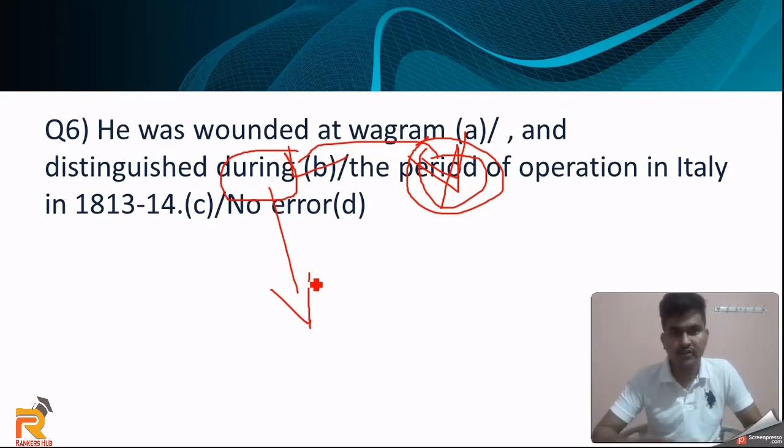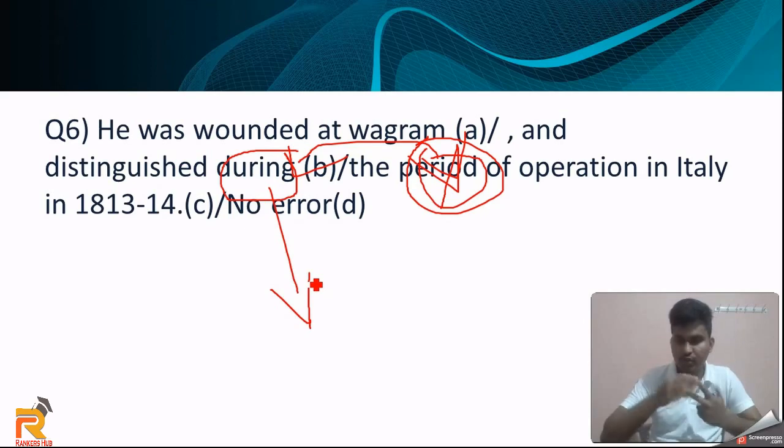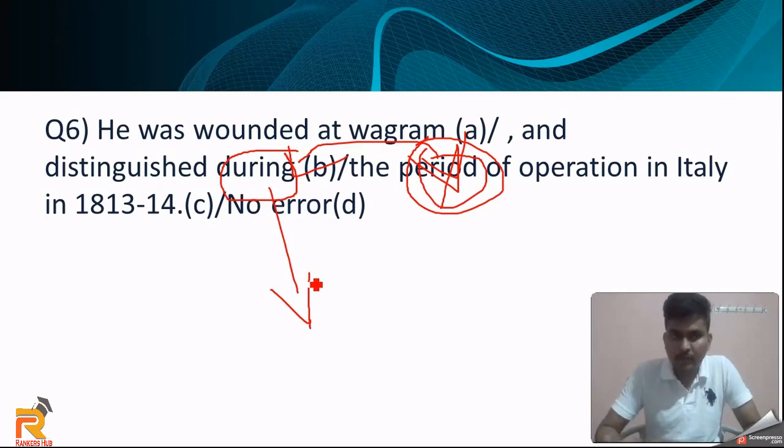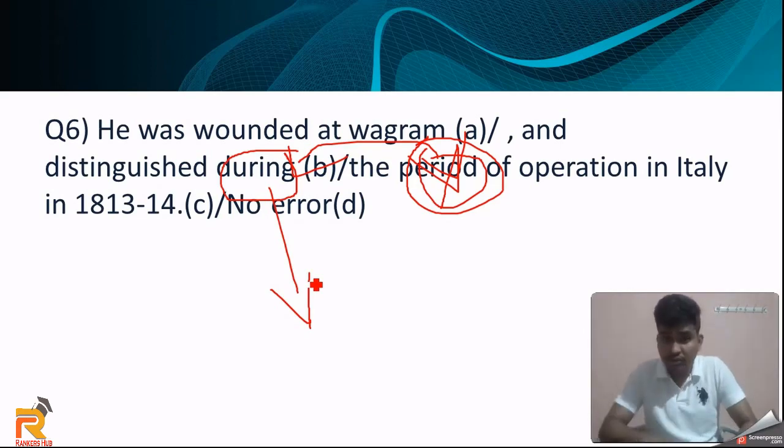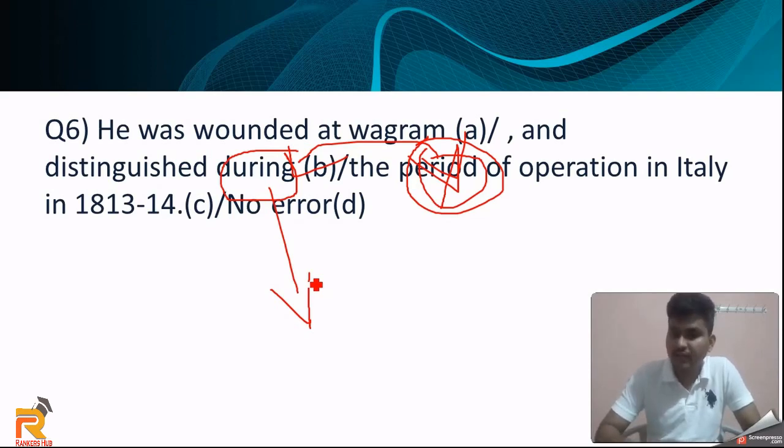Yes or no? Obviously, but during is also showing time, right? You're talking about period, which is also a sign of time. So obviously don't use these two. They don't go together. So period should be eliminated. You can directly say he was wounded at Wagram and distinguished during the operation. Period of is not necessary. Or else you should not also say during the period of operation, it is not correct anyway. You can not also say during the operation period. That is also not correct.